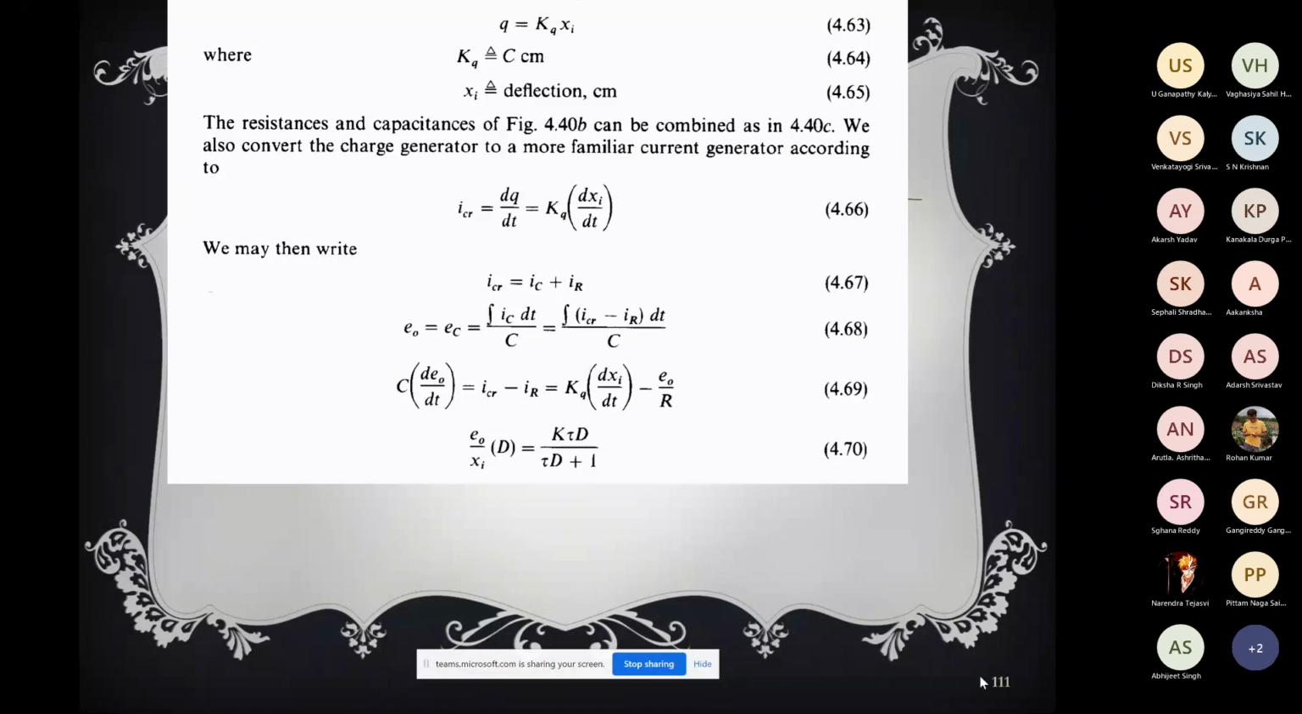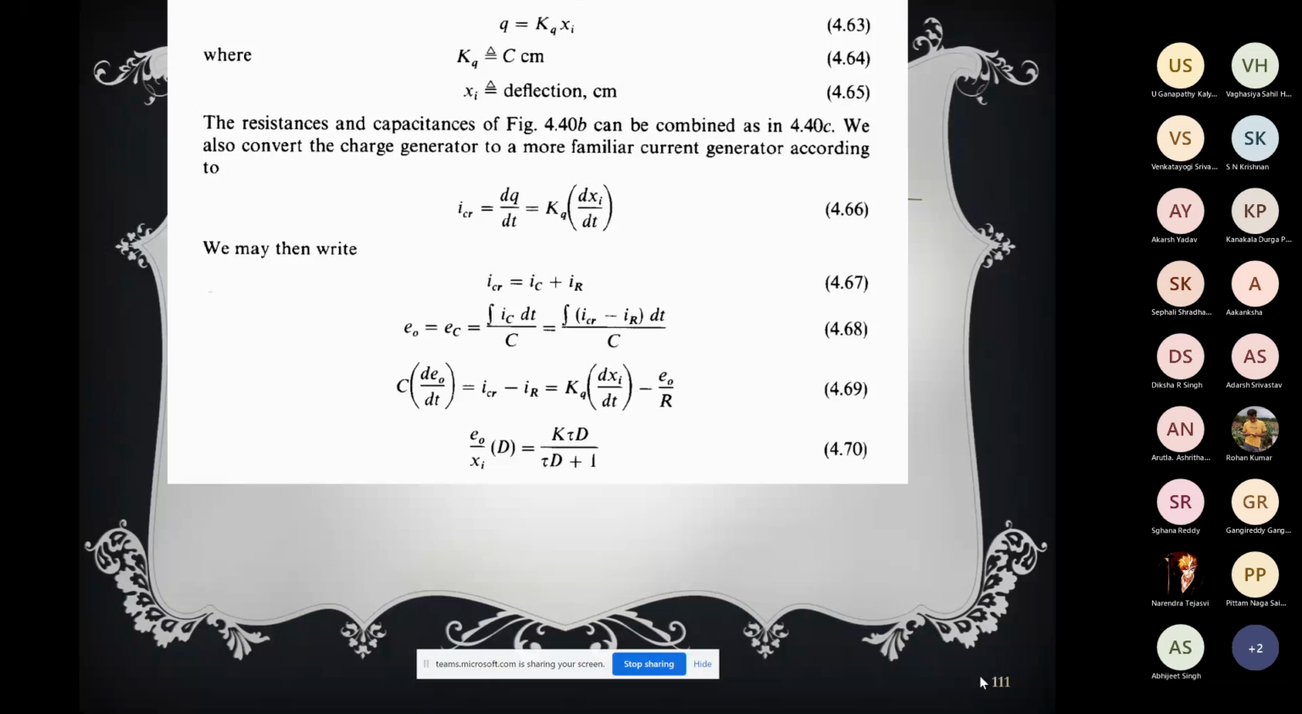So you can write KQ xi minus dxi by dt, that is S xi minus E0 by R, and the left hand side will be C dE0 by dt, so C S E0. When you combine all these things, one side it will be E0, another side will be xi. You will get K tau S by tau S plus 1. But tau will be the time constant RC, K is the static constant, which will be KQ by C. C is the capacitance. Okay.